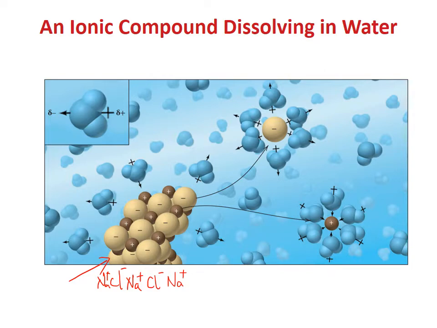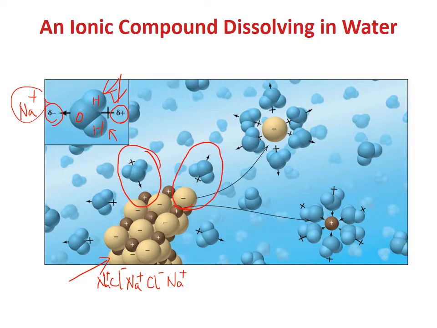As we already know, water is a polar molecule. Oxygen has more electron density than hydrogen, so oxygen is partially negatively charged, and hydrogen is partially positively charged. The partially negatively charged oxygen attracts the positively charged sodium ion, as shown here. And the positively charged hydrogen attracts the negatively charged chloride ion, as shown here.